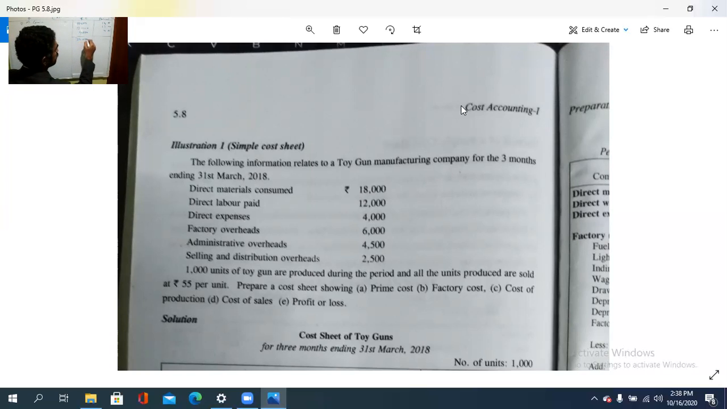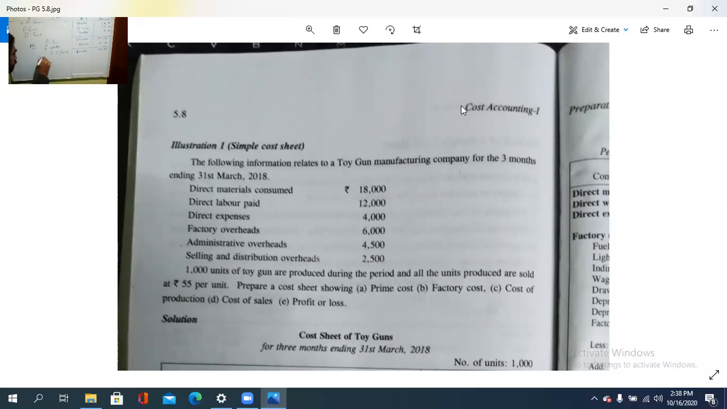So 34,000, and 34 is the per unit cost. And what is that? Factory overheads. How much is it? 6,000. So it is 6. So what is it? Factory cost or work cost. So it is 40,000.